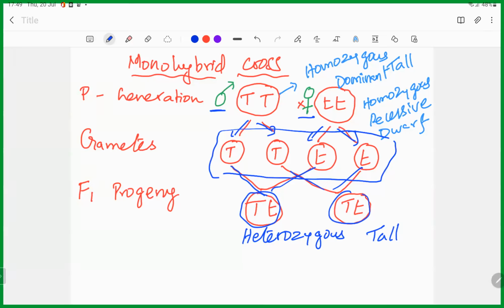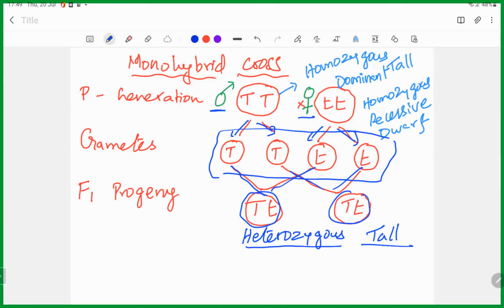What is phenotype? The visible trait is called phenotype. What is the phenotypic trait here? Look at that. It is heterozygous. The plant looks tall only. Dissimilar alleles.